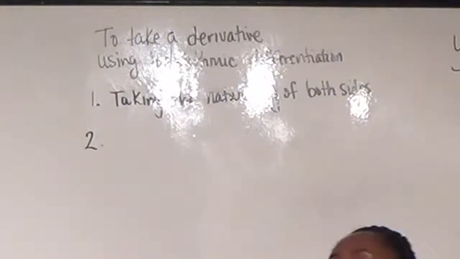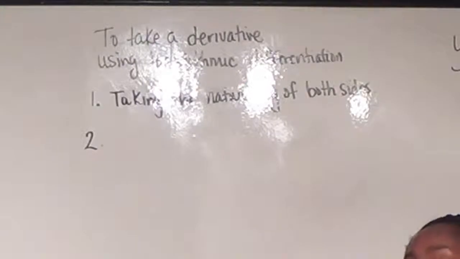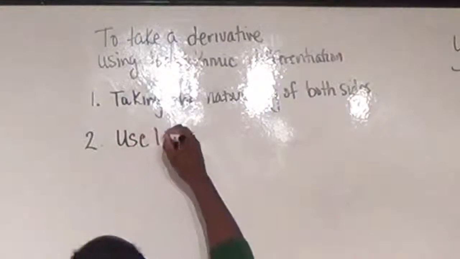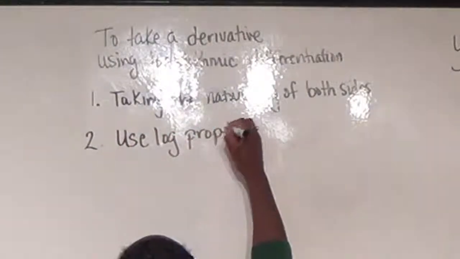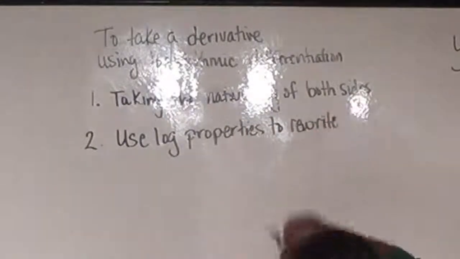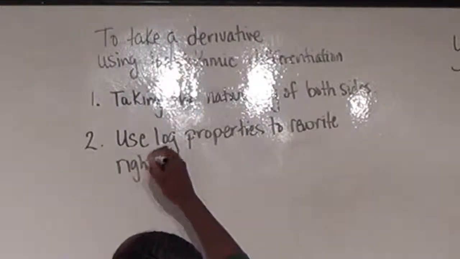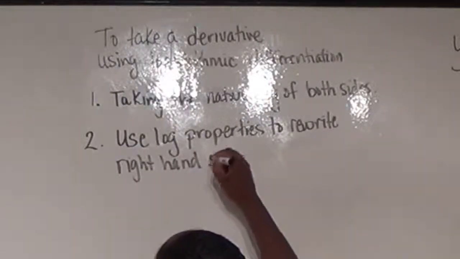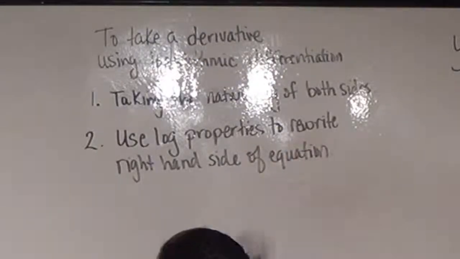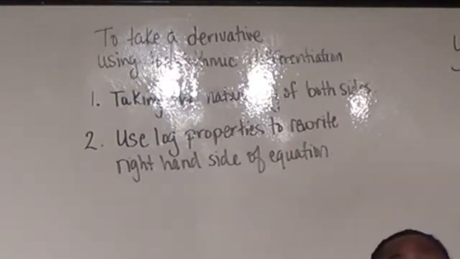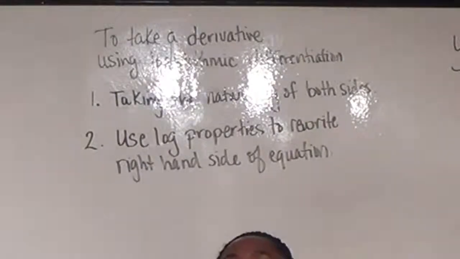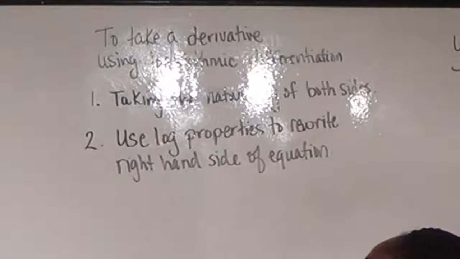Once I take the natural log of both sides, then I'm going to use my logarithm properties to rewrite the right-hand side of the equation. At this point, if you don't remember your logarithm properties, I would pause this video and refresh yourself on them. We're going to use a number of those properties for this.